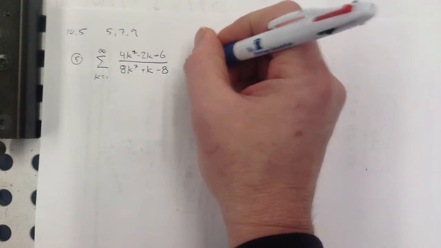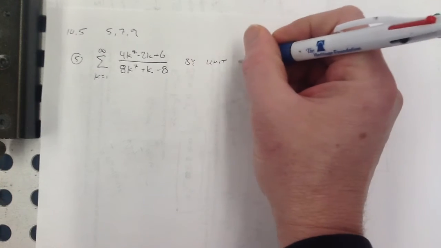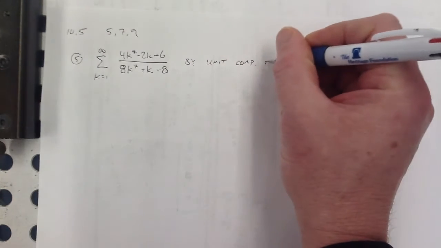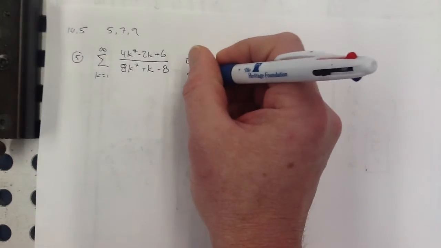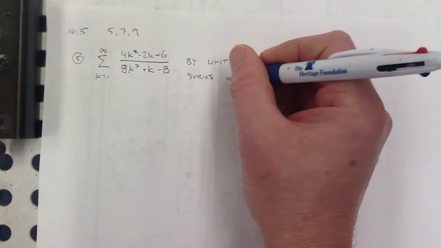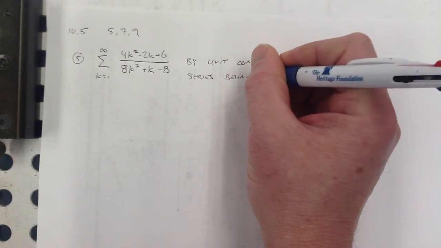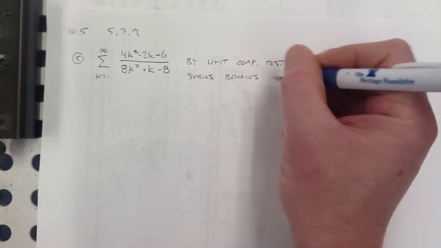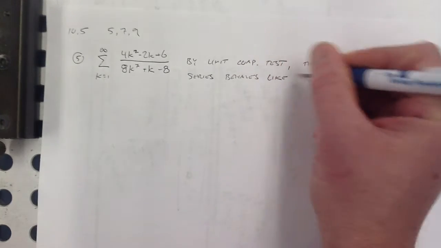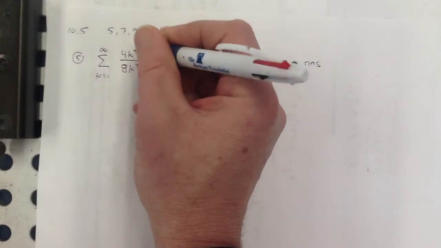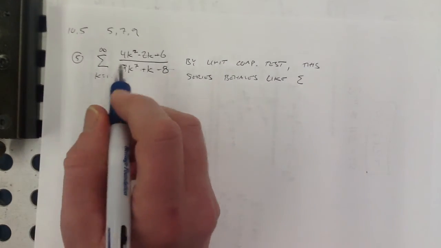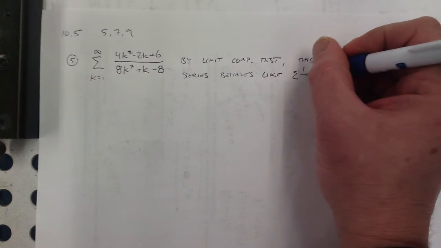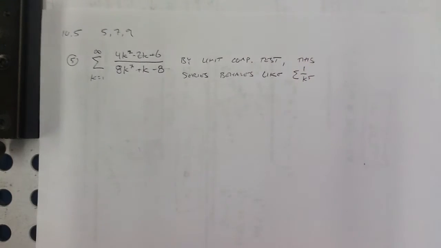If we look at the actual exponents, this is what we're going to say. By the limit comparison test, this series behaves like, you just simplify this. Coefficients don't matter. Everything that's not the highest power doesn't matter. So it behaves like this.